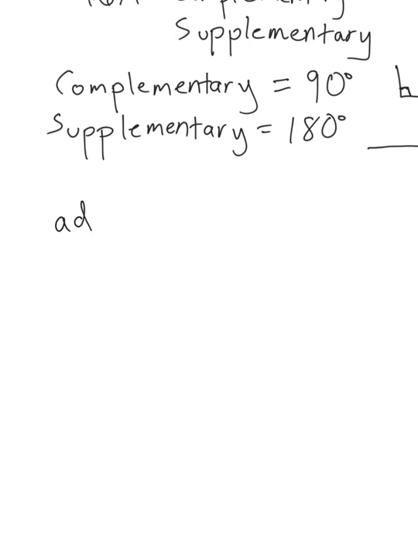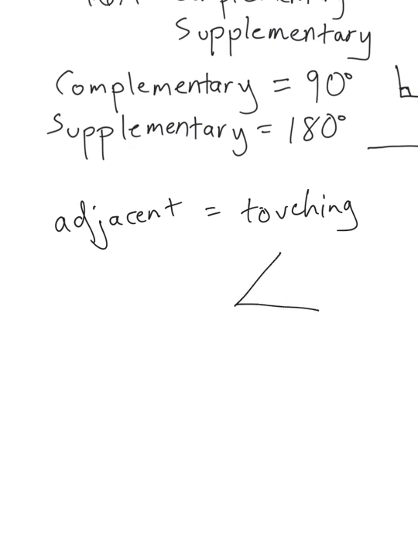Now let's talk about adjacent and non-adjacent. Adjacent just means next to each other, right? So adjacent means they have to be touching. They have to be, basically, next to one another. So if I draw these two angles, angle A and B, these are adjacent.